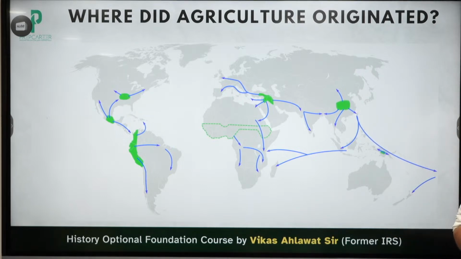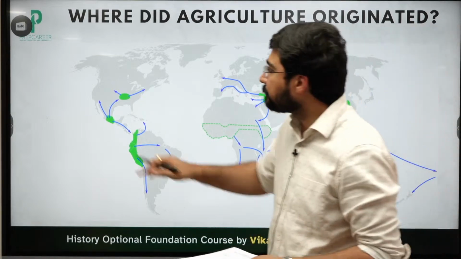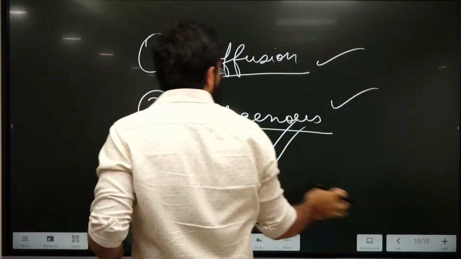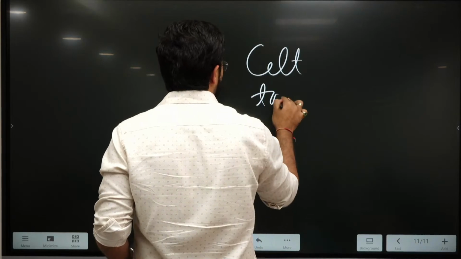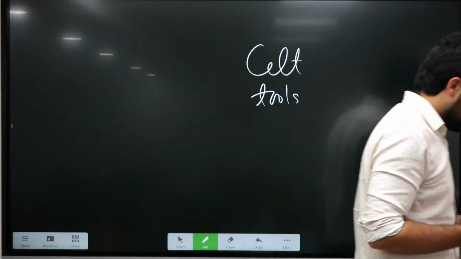This term Neolithic was first coined by Sir John Lubbock. You can remember it. He used this term to denote an age in which stone implements were skillfully made, more varied in form and polished in nature. The tools are known as celt tools. Celt tools.